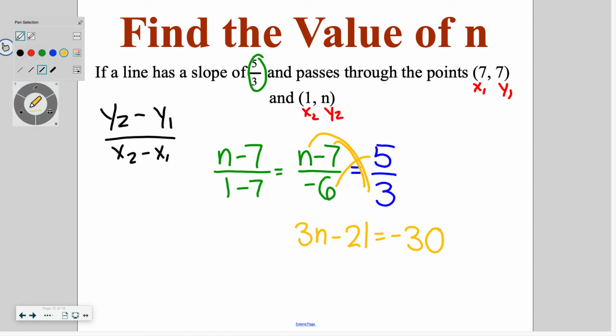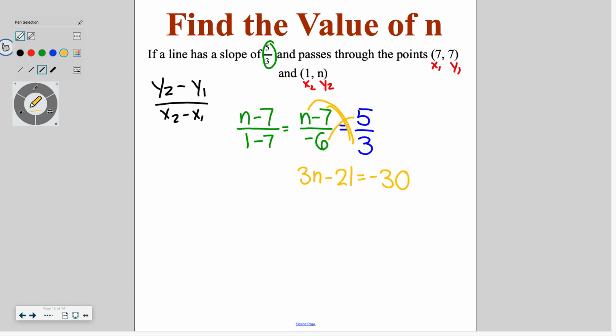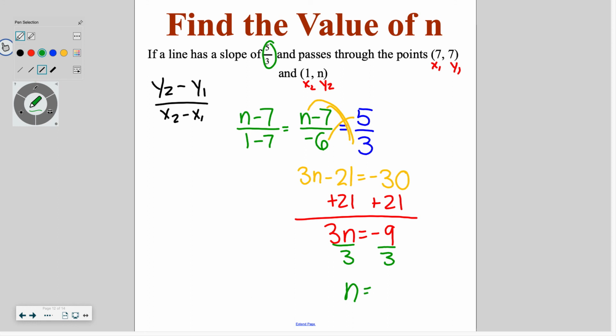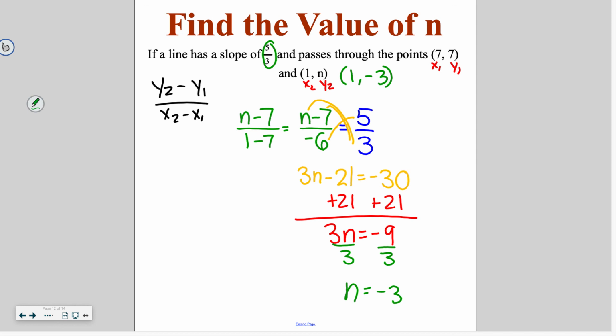Now we're just solving an equation using our SADMEP steps. The first thing we're going to do is get rid of minus 21 by adding 21. When I do negative 30 plus 21, I end up with negative 9. We're going to finish with dividing by 3 on both sides of the equation, and we find out that n is equal to negative 3. So that missing value in our point was 1, negative 3. So you set up your slope equation, set it equal to the slope, use cross multiplication to set up an equation, and solve for that missing value.